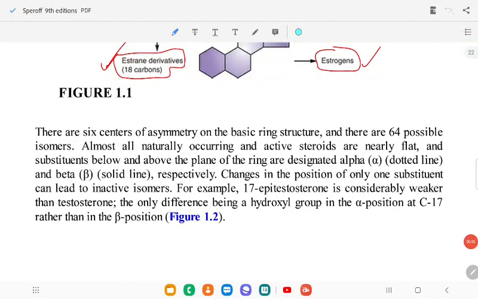Okay, let's start about the hormone biosynthesis where we have left. There are 6 centers of asymmetry on the basic ring structure. There are 64 possible isomers.